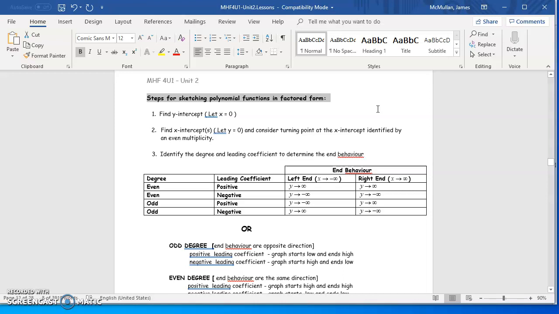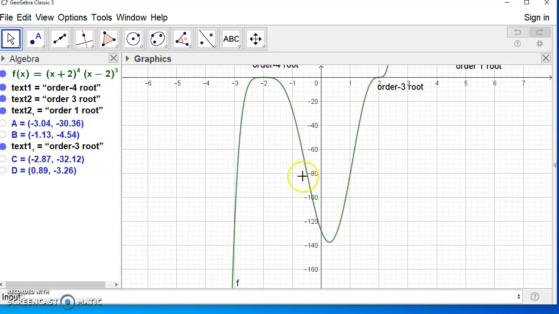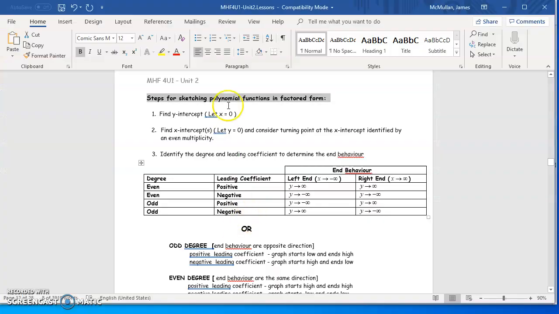Now we're not drawing a perfect graph here. Notably, we're not really going to figure out, for example, on this graph, how you would find this local min down here at like -135. We're not going to do that. So we're going to figure out how to get the roots, how to get the y-intercept, and how to get the end behavior. That's what qualifies as a proper sketch in advanced functions.